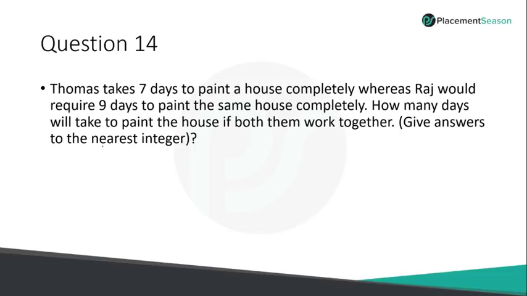So read the problem. It is very simple. Thomas takes 7 days to paint the house completely, whereas Raj would require 9 days to paint the same house. Correct? If A can take 7 days, B can take 9 days. So you have to find out A plus B. Again, you can have the LCM method, unit method, and the shortcut formula method.